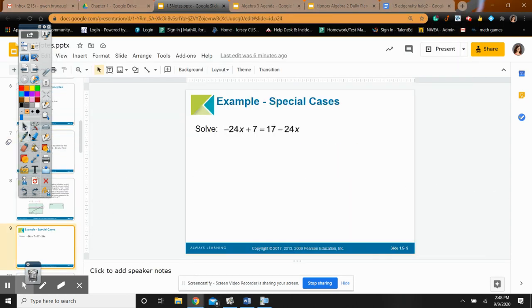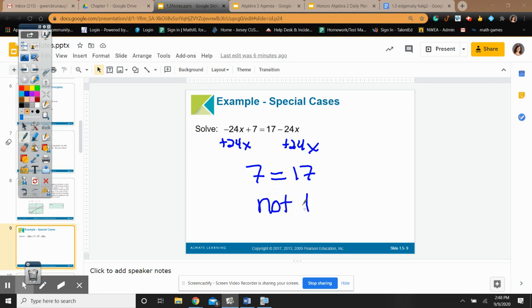let's look at some special cases. What happens when I solve this guy? Well, let's get the x's together first. If I add 24x and I add 24x, I get 7 equals 17. Is that true? Does 7 equal 17? No, it's not true. Because it's not true, there is no solution. So this says no solution. And if you think about it, it's because this is the line y equals negative 24x plus 7. And this would be negative 24x plus 17. Those lines are going to be parallel and they would never touch. So there's no point that they have in common.